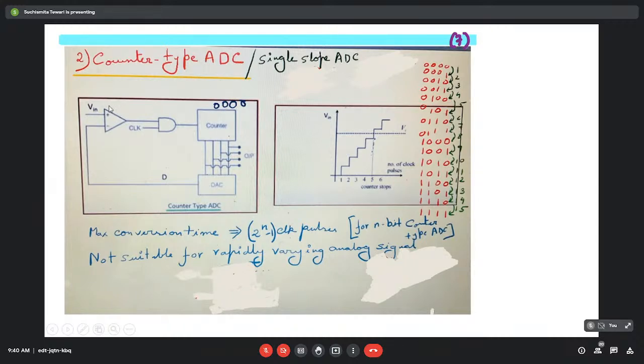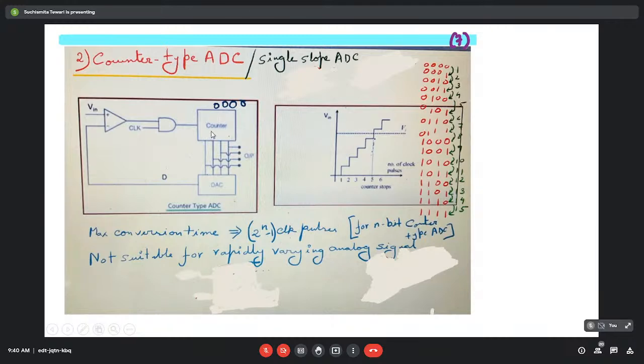Counter type means, obviously, it has got something to do with a counter. Here only one comparator is used. This is the circuit schematic of a counter type ADC. Only one comparator has been used. Here also comparison is done, but using one comparator. An AND gate we are seeing here, and here an up counter has been used.